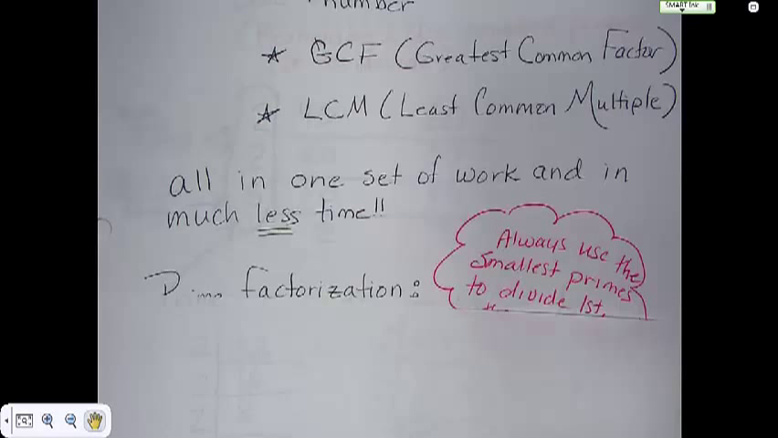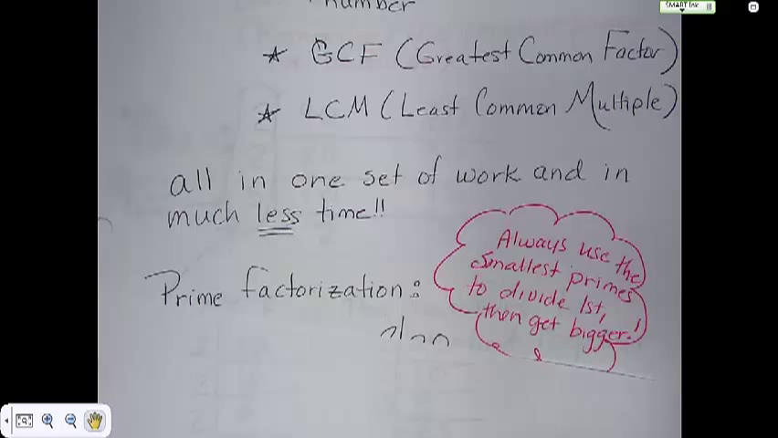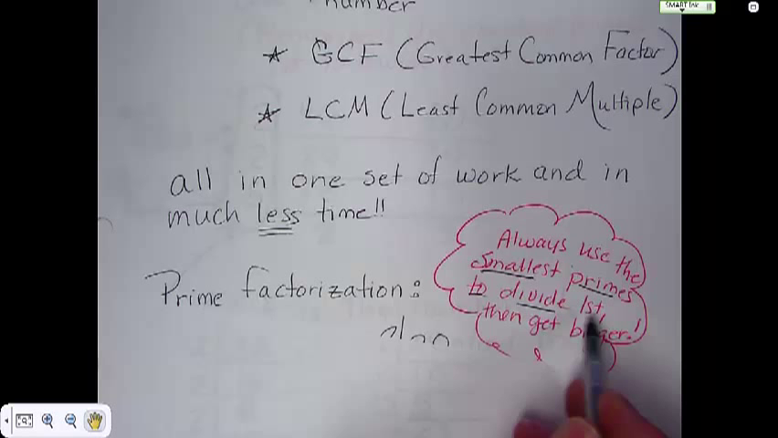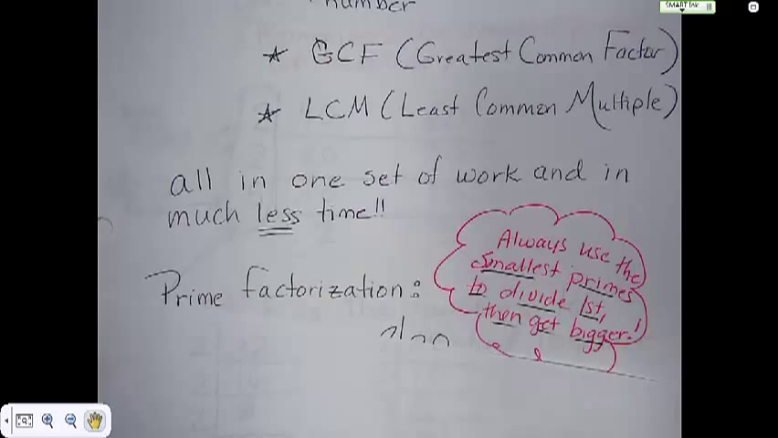One note, right here, I've got it written in red, I hope it shows up that way. Always use the smallest primes to divide first and then get bigger. And you'll end up with a list of the primes from the smallest to the largest. It makes it easier when you're supposed to write out the prime factors of a number to have them kind of in order from smallest to largest.